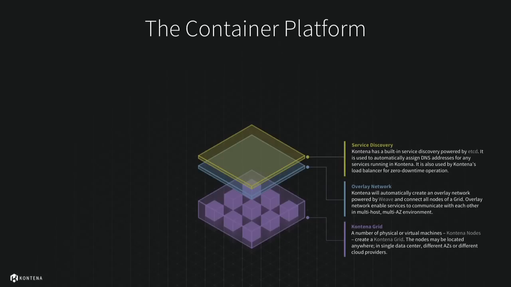Kontena also configures DNS-based service discovery for all the services running on the Kontena platform. We also have an etcd key value store available in the grid automatically, if applications need this key value based service discovery. All the services and containers running on Kontena platform get a DNS address, so finding where my database is running is pretty easy using the DNS entries.